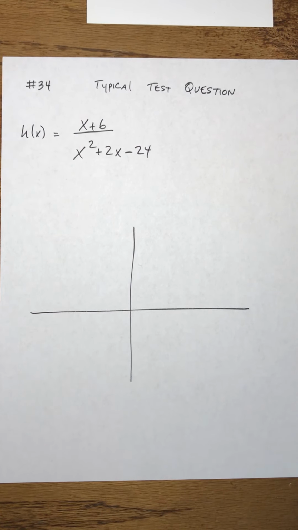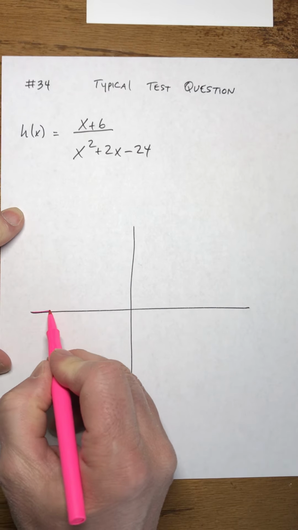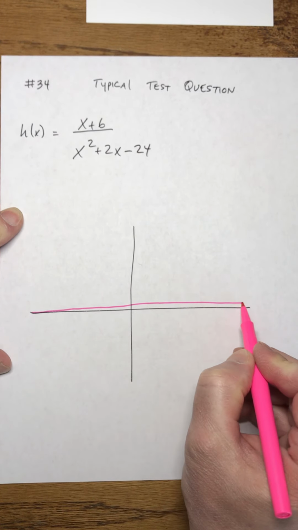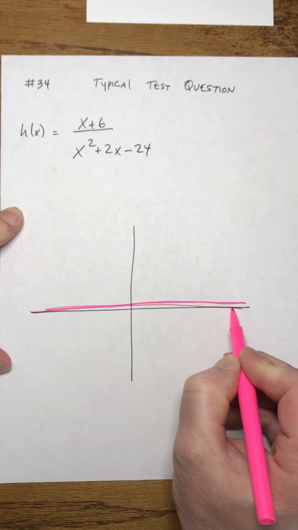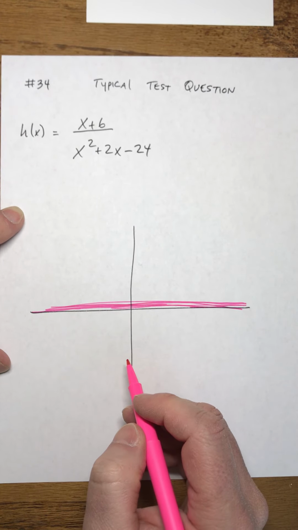First of all, if we take a look that the degree on the top is less than the degree on the bottom, that means if you follow the horizontal asymptote rules, there will be a horizontal asymptote at y equals 0, which is the x-axis, which would be right here. So I have an asymptote that happens right here.